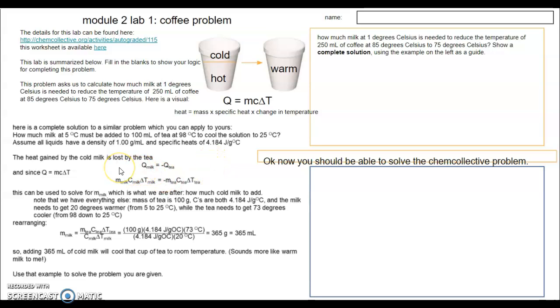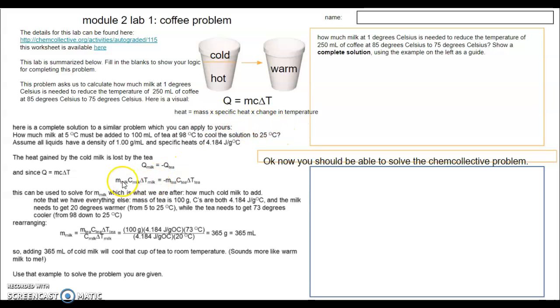We first begin by recognizing that the tea is hot. It's going to lose some of its heat. Where's that heat? Well, we're going to assume it's perfectly insulated and all goes to the milk. So all of the heat lost by the tea is absorbed by the milk. Heat is represented by Q. Q is in turn represented by mcΔT. Heat is equal to the mass times the specific heat times the change in temperature.